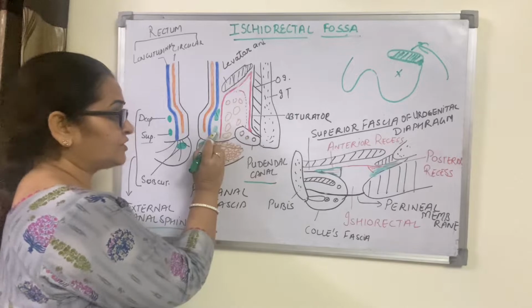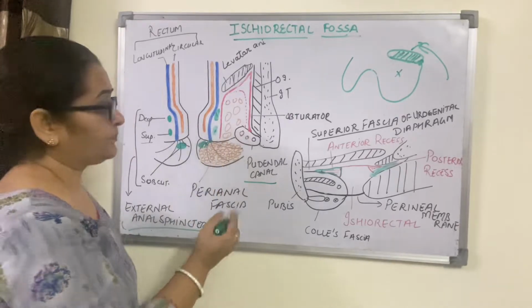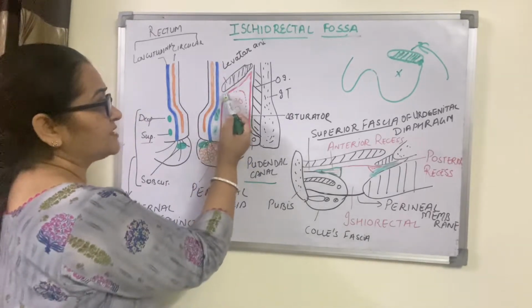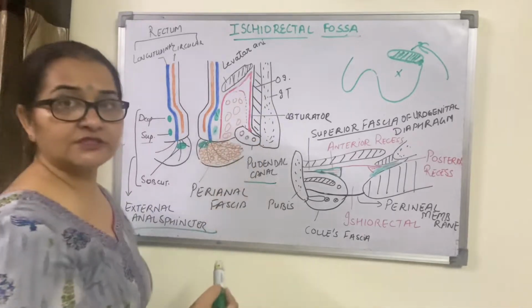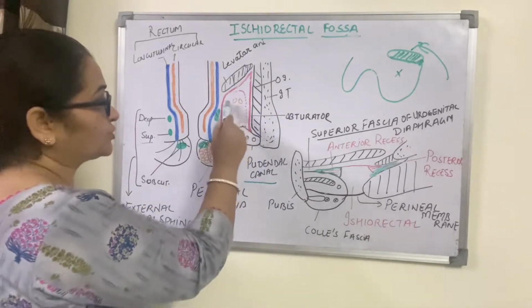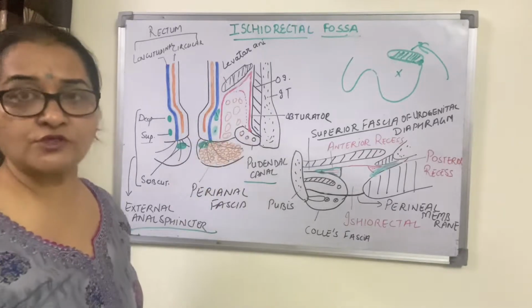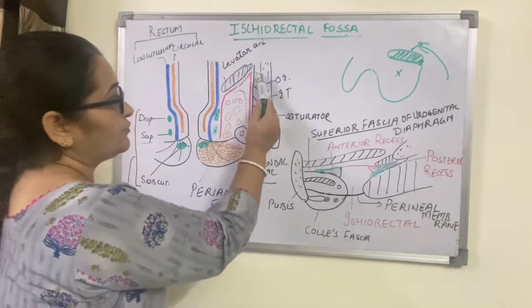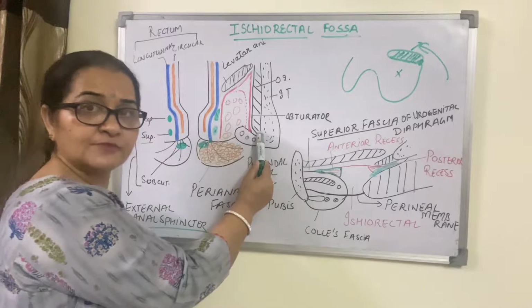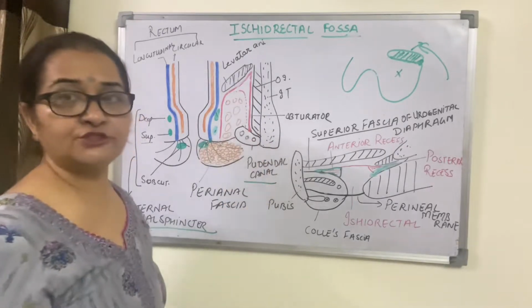This is the superficial part and this is the deep part. Coming more laterally, this red colored structure shows the fascial sheath, which is enclosing this portion known as the ischiorectal fossa. Now more laterally you will see the obturator internus, which is present in the lateral wall, and this is the ischial tuberosity.